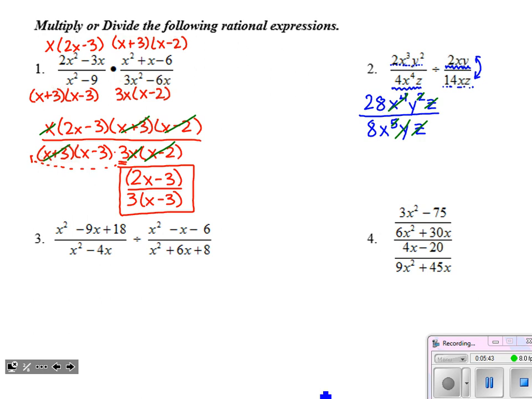And I am going to simplify this fraction. 28 over 8, I can divide top and bottom by 4. I get 7 over 4. And as far as variables are concerned, I'm left with a y in the numerator and an x in the denominator. 7y over, I'm sorry, that should be 2x. Divided them by 4. There we go.